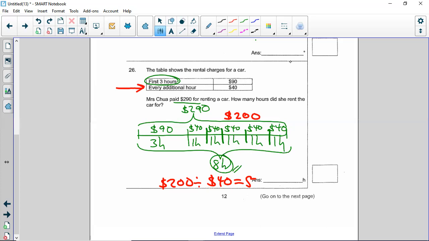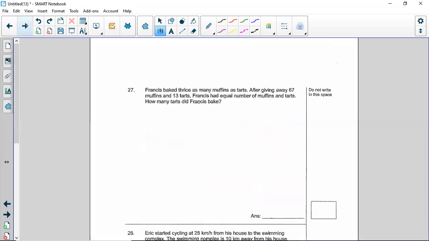Okay, question 27, coming to the end soon already. Oh, this one. Is this a before and after? Francis baked twice as many muffins as tarts. After giving away 67 muffins and 13 tarts, Francis had equal number of muffins and tarts left. How many tarts did Francis bake? So this is a before and after problem.